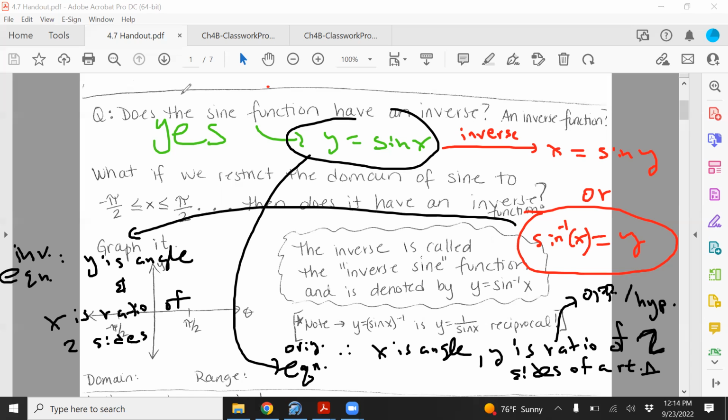Before I move on to the next page, there's one little thing I have to draw your attention to, and then we'll go on to the next page. Anthony, go ahead. Ratio of two sides of a right triangle. Right here, of a right triangle. Remember, SOHCAHTOA, right? Opposite over hypotenuse. So that's what it is.